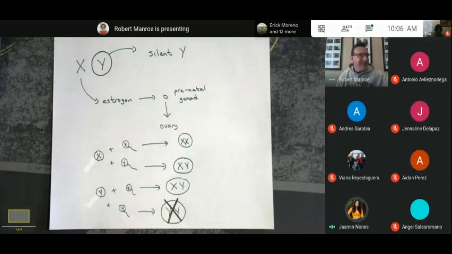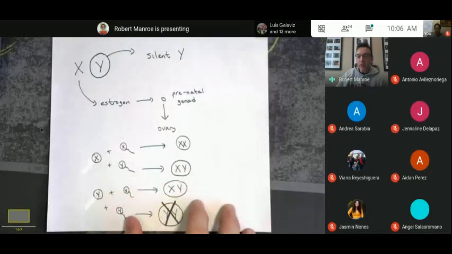So if someone expresses a silent Y, and let's say they start taking testosterone or something, do you think it's possible that the Y won't be silent anymore? Does that make sense? Yes.